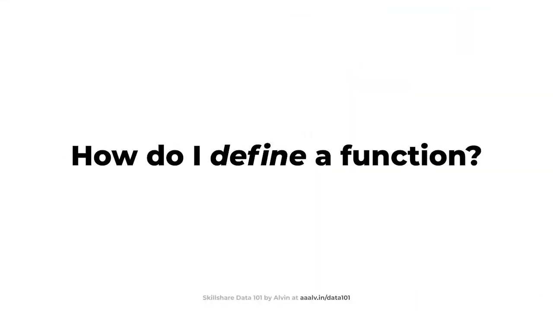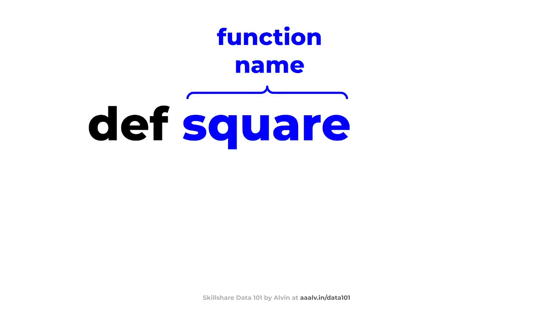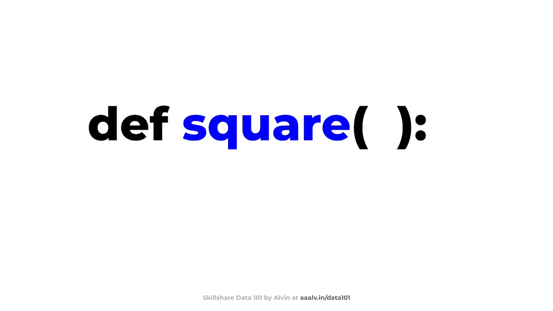The last topic in this refresher is how to define a function. As we mentioned before, think of functions from your math class. In particular, consider the square function. Take in a number x, multiply x with itself, and return the squared number. Here we start off with def. This is how you define a function. Then we follow it with the function name. In this case, it'll be square. Then we add parentheses followed by a colon.